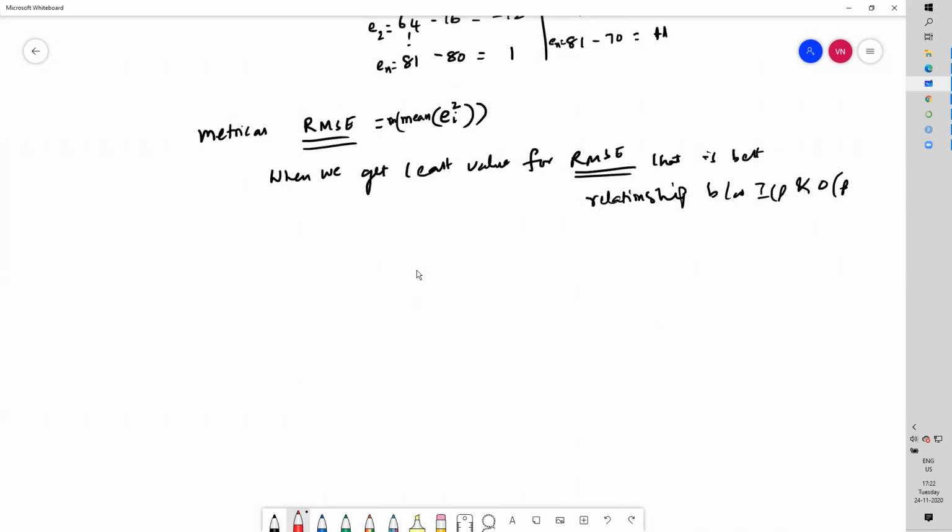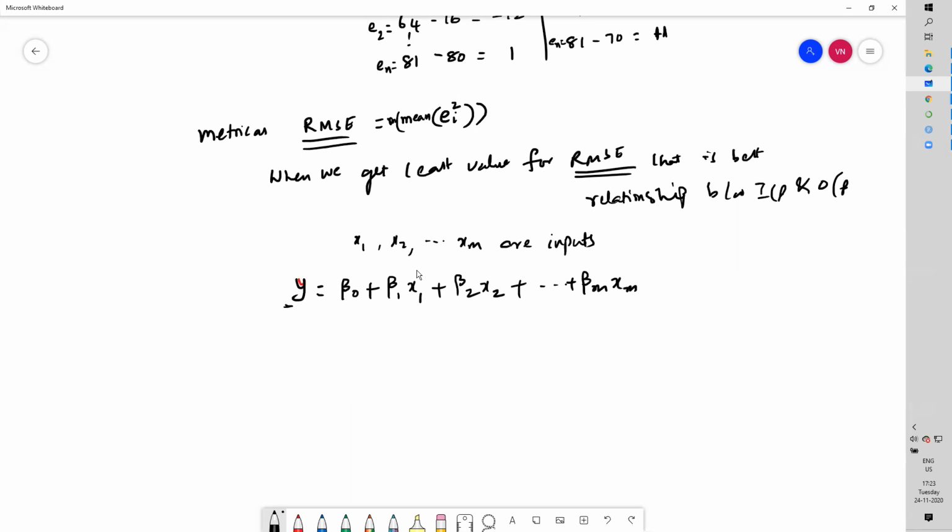So how do we represent the relationship between many inputs and one output? Let's say we represent that relationship as y is equal to beta naught plus beta 1 times x1, plus beta 2 times x2, and so on up to beta m times xm, where x1, x2, and so on up to xm are inputs and y is the target. Now, this is how we can represent the relationship between many inputs with one output.